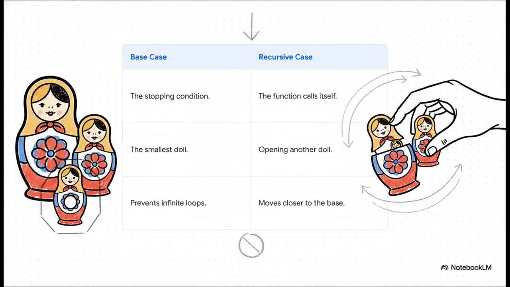Now, for any of this to work, every recursive function needs two absolutely critical parts. First, you've got the base case. In our analogy, that's the smallest doll. It's the stop sign. Without it, you just keep opening dolls forever. And then you have the recursive case. That's the part that does a little bit of work and then calls the function again, but with a slightly simpler problem, moving you one step closer to hitting that base case.